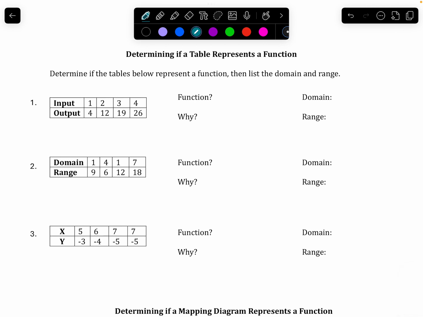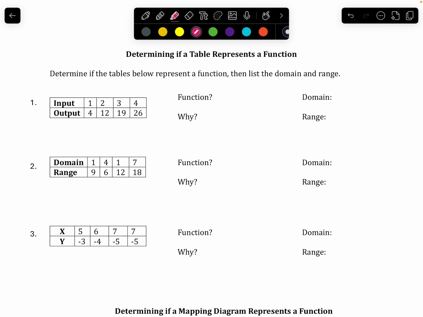Let's move on to determining if relations represent functions. And the first one that we're going to talk about is a table. And we are going to determine if the tables below represent a function. If they do, great, we'll explain why. But whether or not they are a function, we are going to list the domain and range for these.